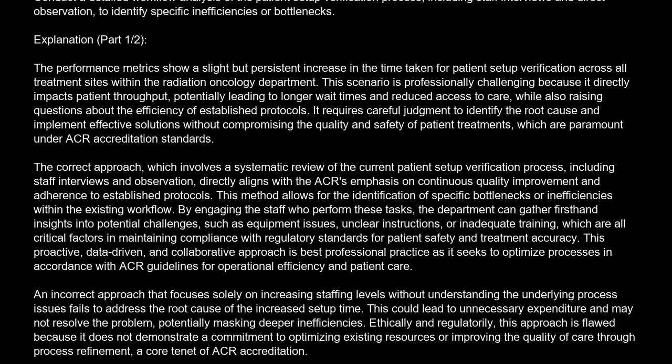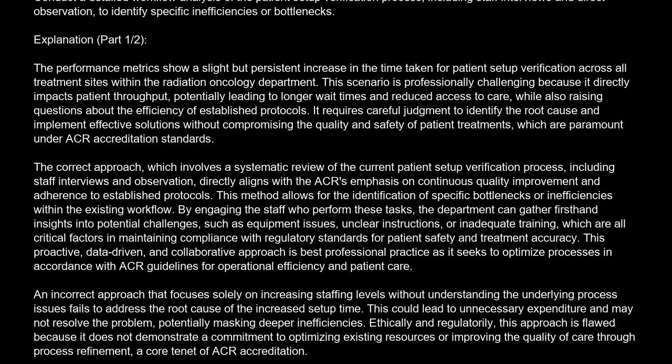By engaging the staff who perform these tasks, the department can gather firsthand insights into potential challenges, such as equipment issues, unclear instructions, or inadequate training, which are all critical factors in maintaining compliance with regulatory standards for patient safety and treatment accuracy. This proactive, data-driven, and collaborative approach is best professional practice as it seeks to optimize processes in accordance with ACR guidelines for operational efficiency and patient care.